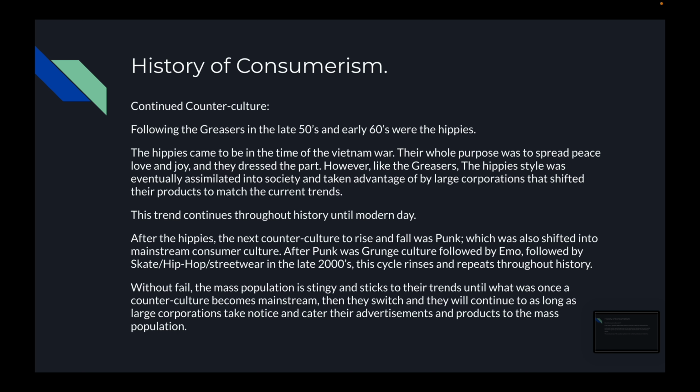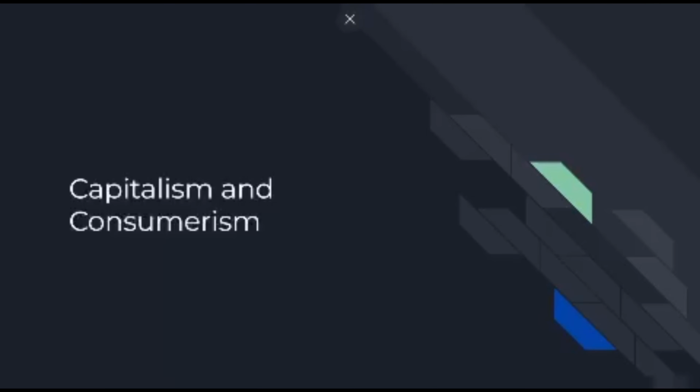From the late 2000s, you can obviously see through social media and other forms of media that style and all that has come and gone due to subcultures like the counterculture and main cultures pushing back. Without fail, the mass population is stingy and sticks to the trends until what was once a counterculture becomes mainstream. Then they switch, and they will continue to as long as large corporations take notice and cater their advertising.